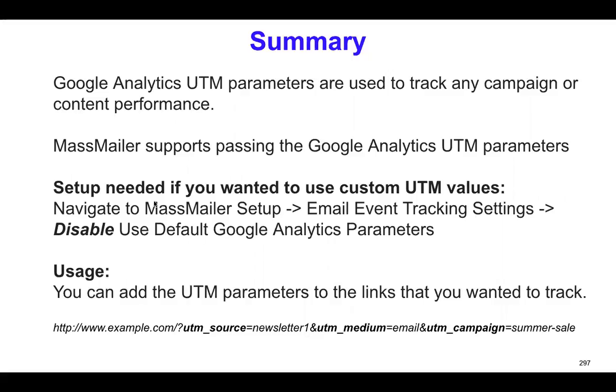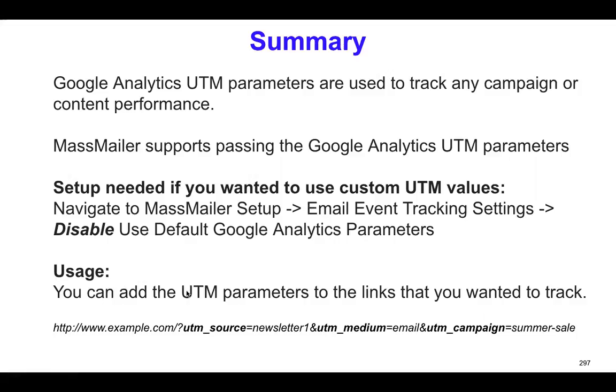So how do you set this up? If you go to MassMailer setup, you have to go to Tracking Settings, that's the main tab, and then under it, Email Event Tracking Settings. There's something called Use Default Google Analytics Parameters. You just have to disable that, which means it's going to let you use the custom UTM parameters. Once you have done that, that's step one.